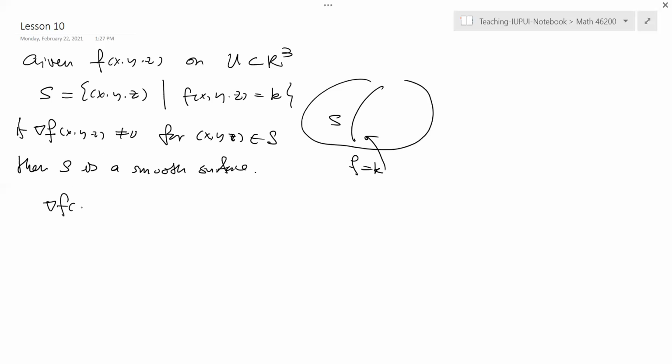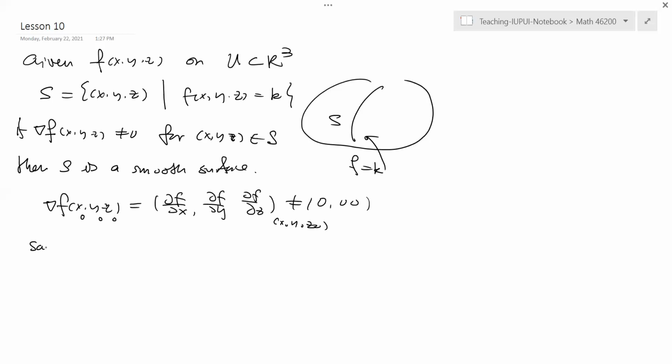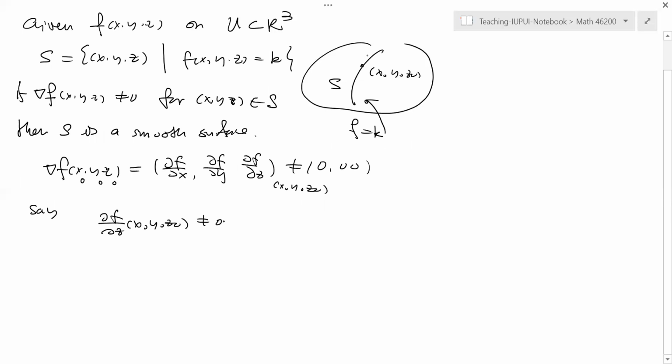Now, what does it mean? The gradient of the function is going to be the partial derivatives. So this is not going to be 0 means one of them is not going to be 0. If at some point this is not going to be 0, then you can assume that this one is not 0, and then in the neighborhood it is not 0. So that means one can solve this equation for z.